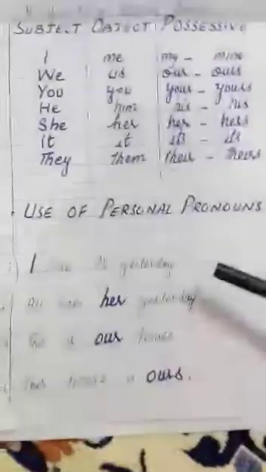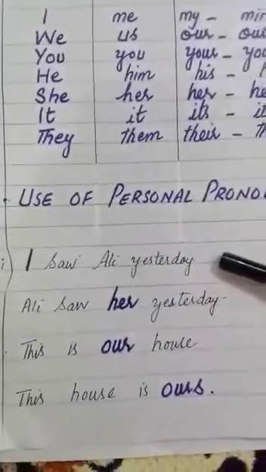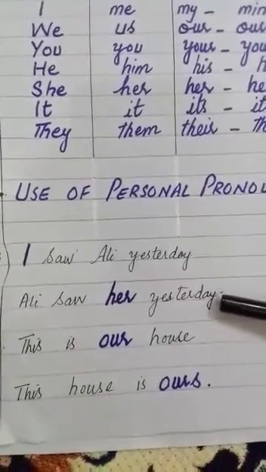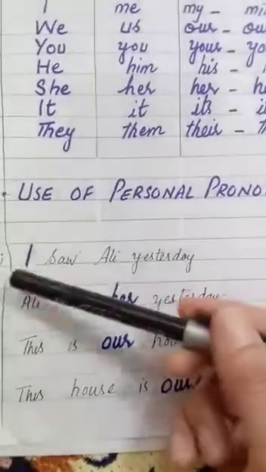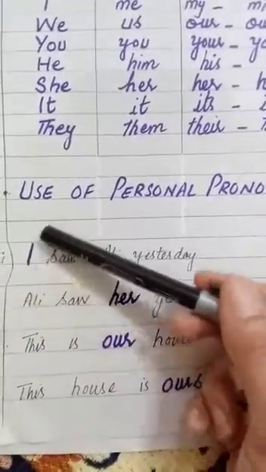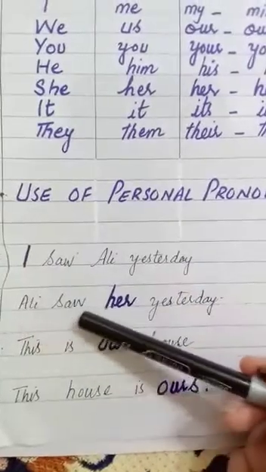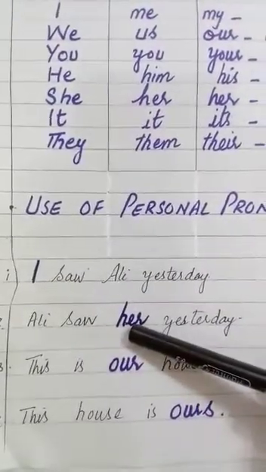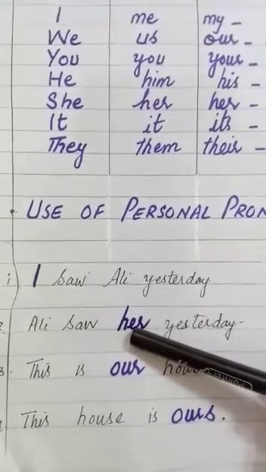Okay, use of personal pronoun you can see here. I have written few examples for you. I saw Ali yesterday. Ali saw her yesterday. I saw Ali yesterday: I is personal pronoun. This is subjective case. Ali saw her yesterday: her is personal pronoun, and that is objective case.